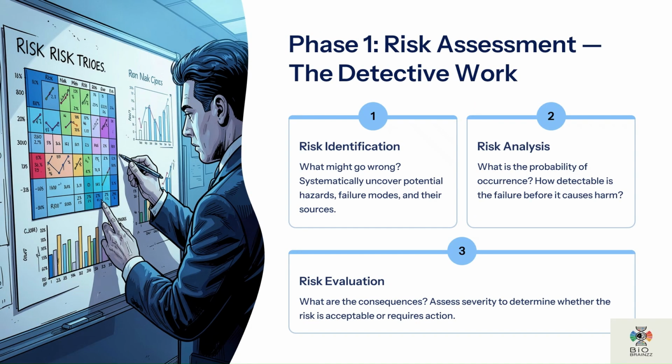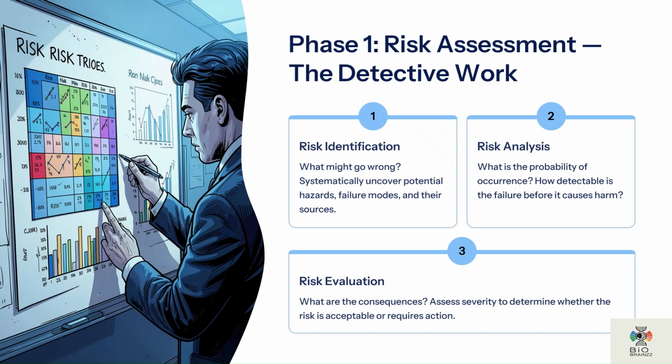Risk assessment is the most important stage of the QRM process. It consists of three steps. Step 1: Risk identification. We ask what might go wrong. Potential hazards, failures, deviations, contamination sources, equipment failures, or human errors are identified.